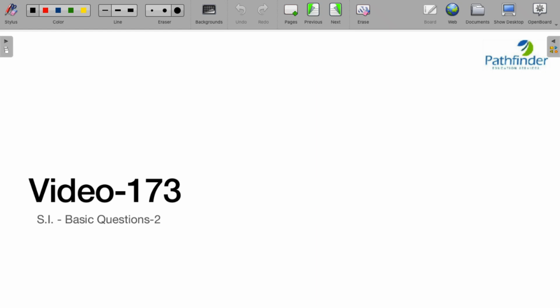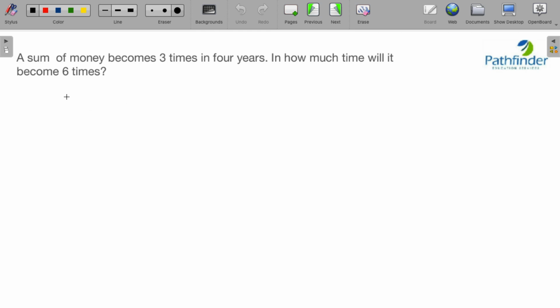Welcome to this session on simple and compound interest. In this session, we will solve another type of question based on simple interest.